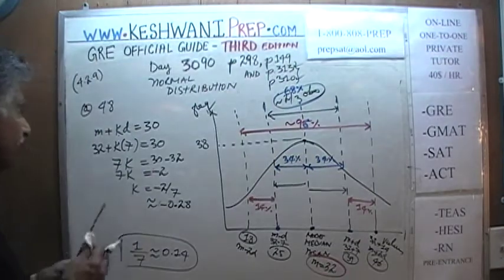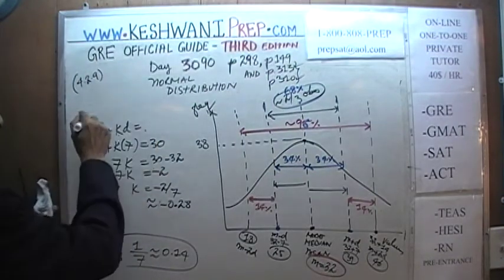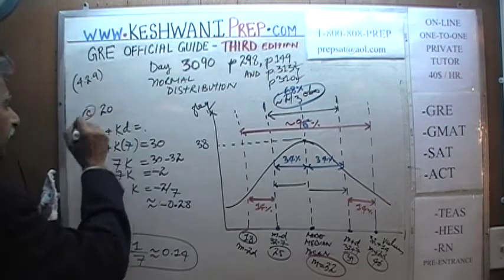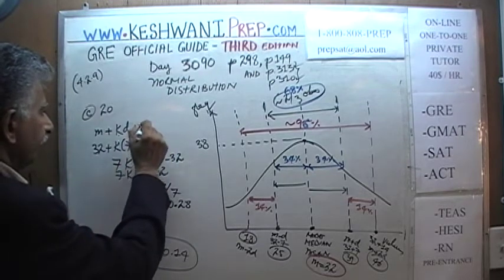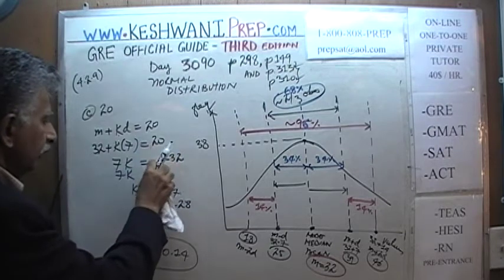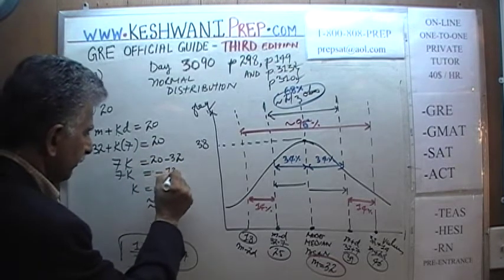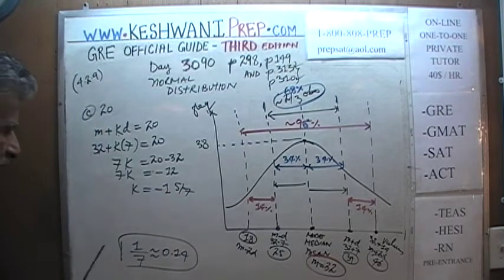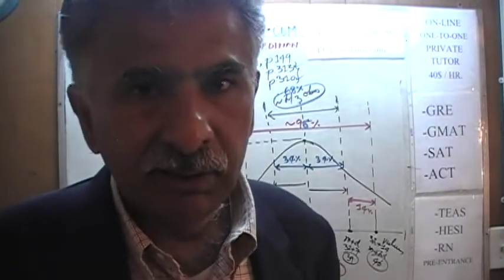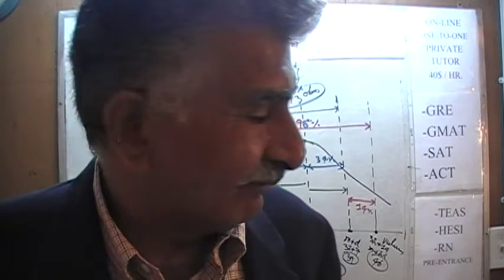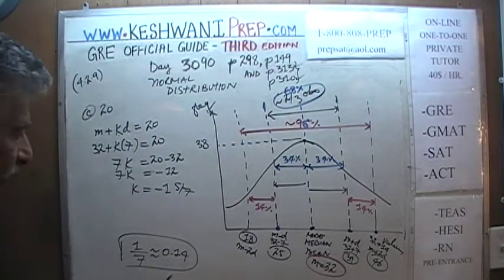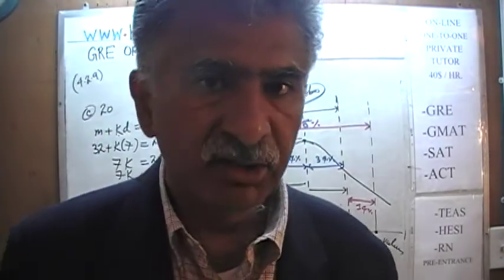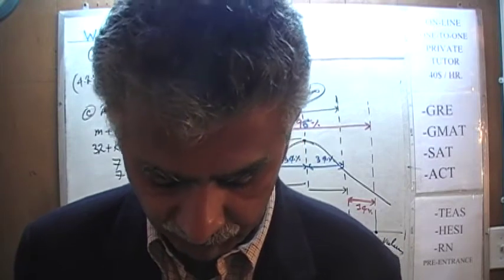Let's do the next one. So we just did part B, a rating of 30. Let's do part C, a rating of 20. Again, nothing is going to change. We're just going to put a 20 here. 20 minus 32 is going to give us negative 12, and negative 12 over 7 is negative 1 and 5/7. Since 1/7 is 0.14, think of this as 14. If 1/7 is equal to 0.14, 5/7 is going to be 5 times this amount. 5 times 14 is 70. So approximately 1.7. A score of 20 is approximately 1.7 standard deviations below the mean.